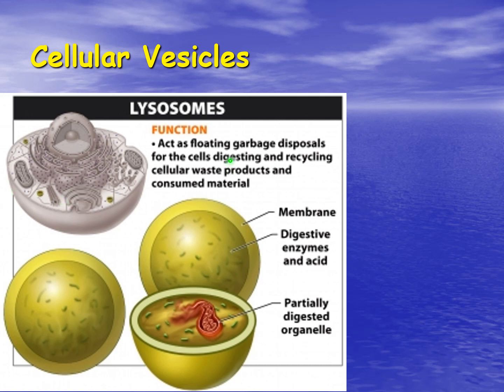If it is a lysosome that's actually fused with what we call a phagosome, a vacuole that's been endocytosed, we then refer to this as a phagolysosome. And those digestive enzymes will digest whatever is inside of this phagolysosome.